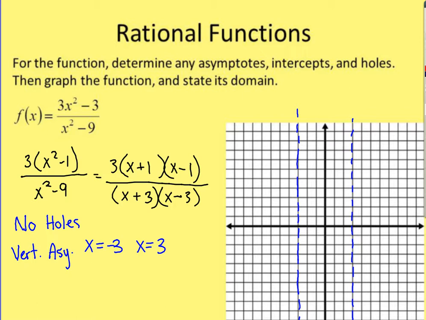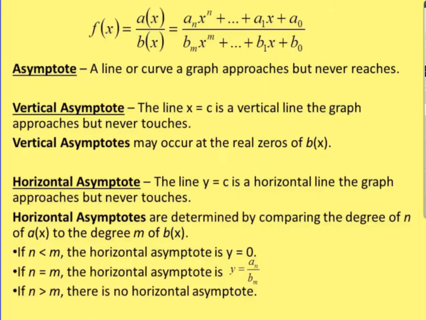Now we need to look for horizontal asymptotes. So we need to look at the degree of our numerator and the degree of our denominator. On our numerator, we have a degree of 2. On our denominator, we also have a degree of 2. If we come back and look at our rules about horizontal asymptotes, when the degrees are exactly the same, then we have a horizontal asymptote at y is equal to a sub n over b sub m. So that means you're going to take your leading coefficient of your numerator over the leading coefficient of your denominator.